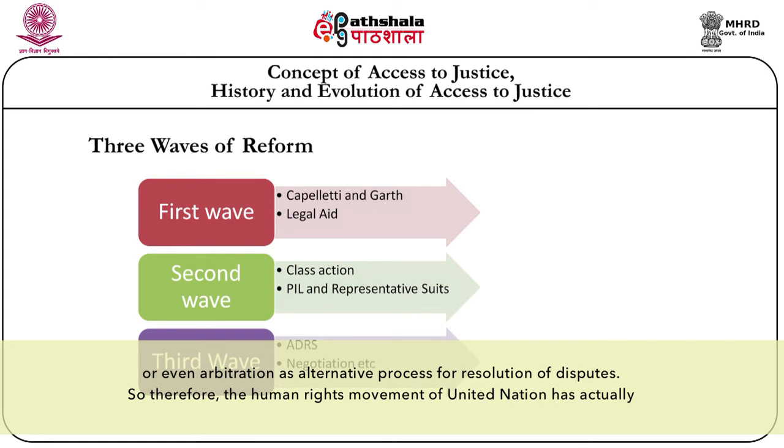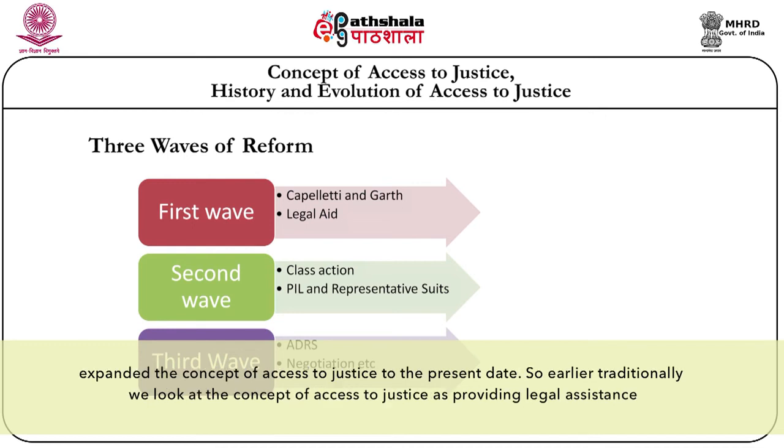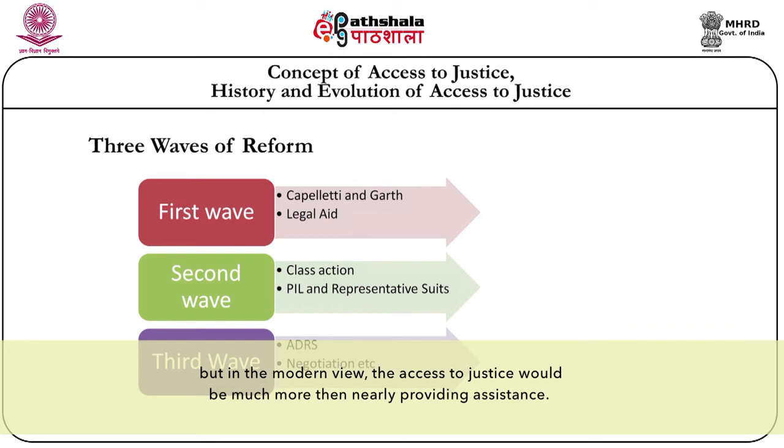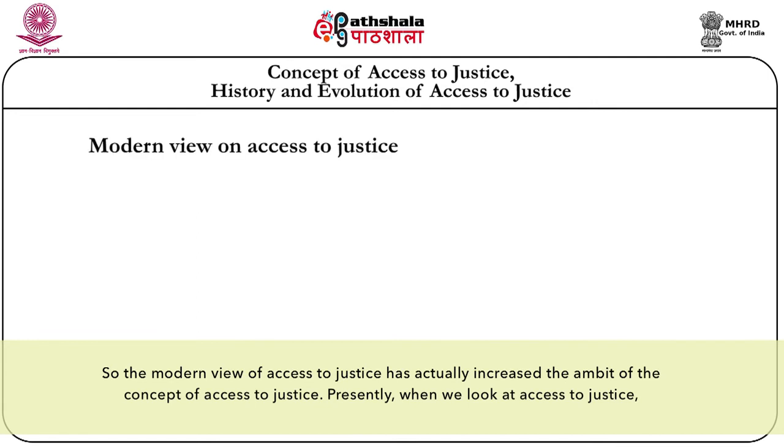Therefore, the human rights movement of the United Nations has actually expanded the concept of access to justice to the present date. Earlier, traditionally we looked at access to justice as providing legal assistance, but in the modern view access to justice would be much more than merely providing assistance. The modern view has actually increased the ambit of the concept of access to justice.